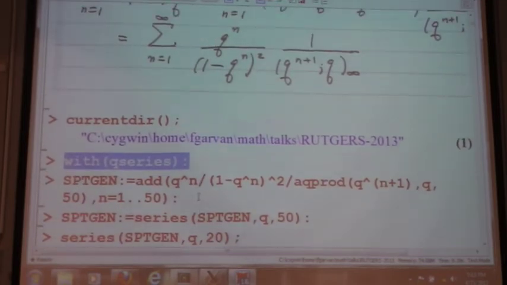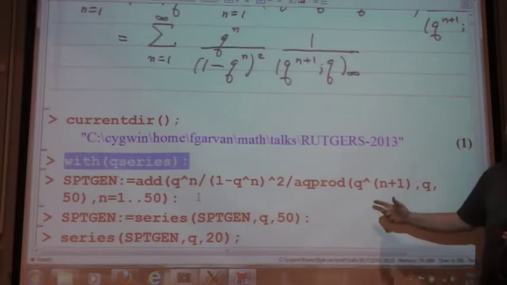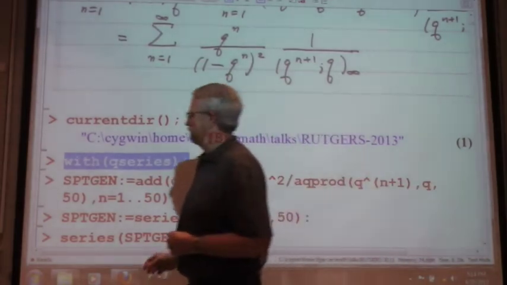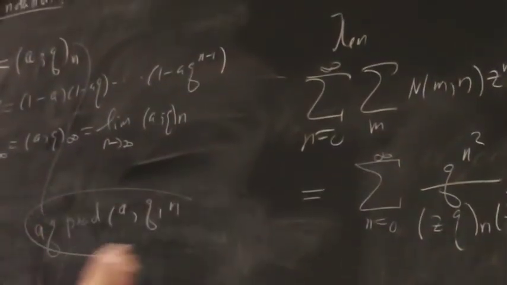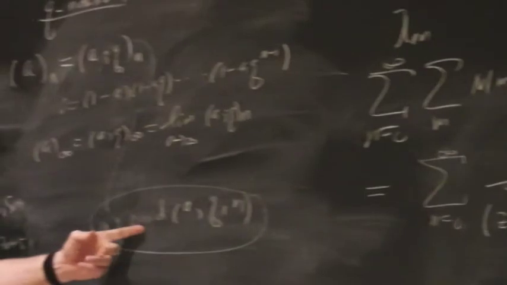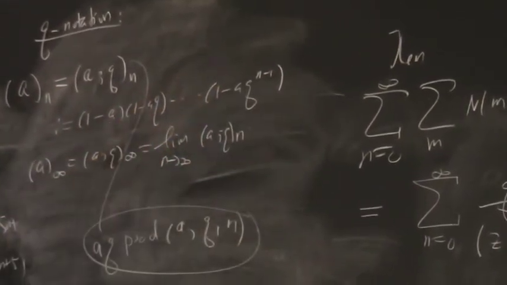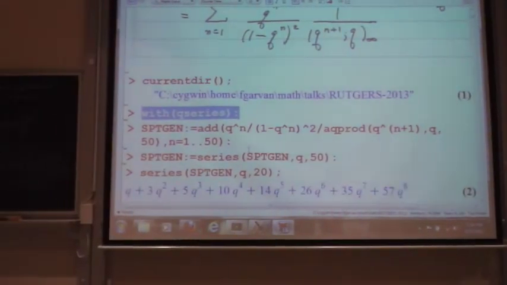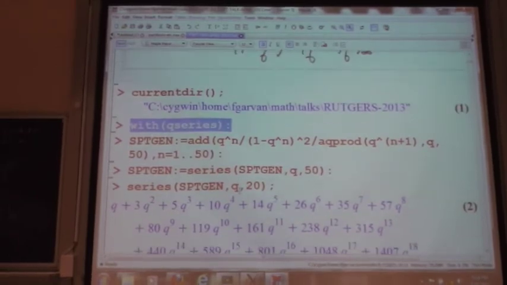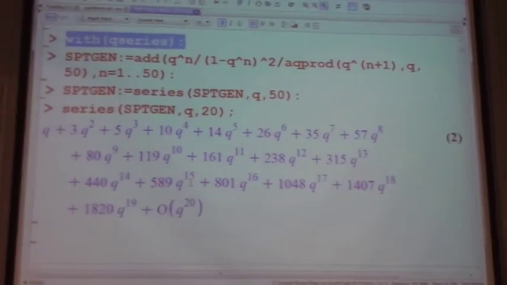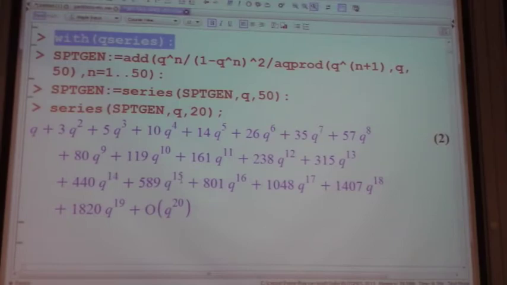So I've got this Maple package on my website called Q-Series. And I've just loaded it into Maple. And in my package, this is what I would call aqprodn: aq for the a and the q, prod because it's a product, and n because there are n terms. So I've got to think of a function name that's easy to remember. Okay, so here are the first 20 terms of the generating function, just using what we just did there.